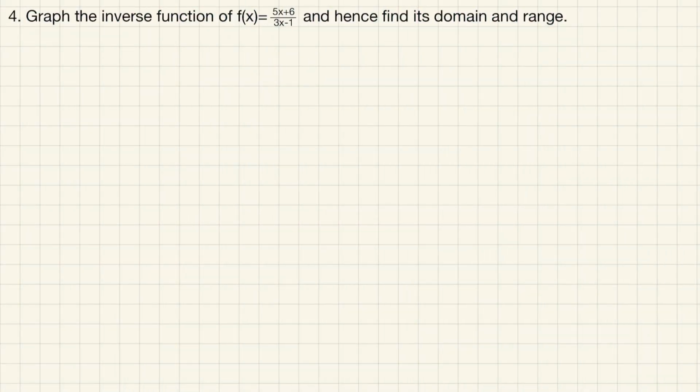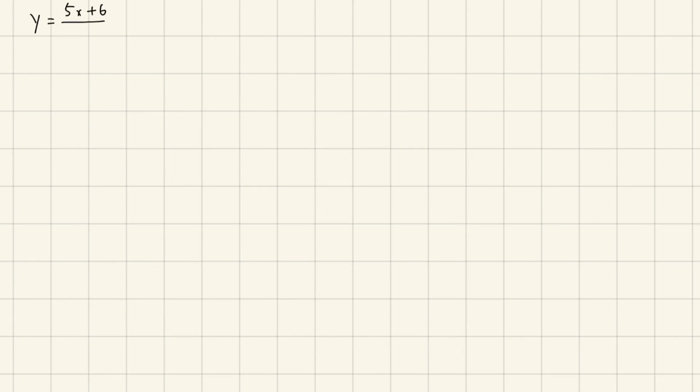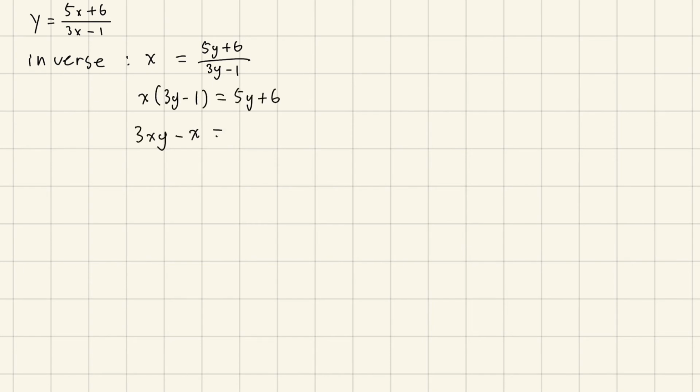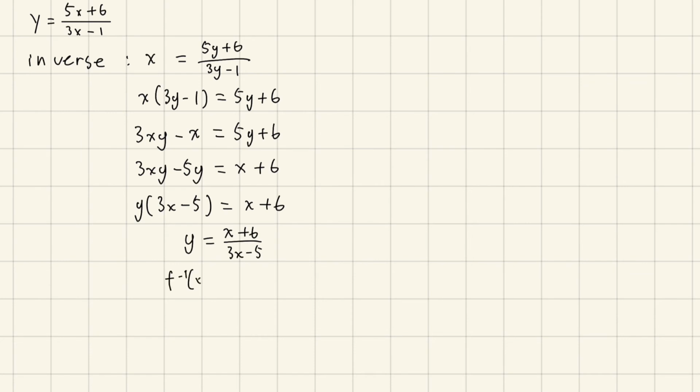Finally, question 4 asks us to find the inverse of function f and graph it. In order to find the inverse of a function, we will rewrite the function as a y equals equation and switch the x's and y's and solve. Through a process of factoring and expanding, we will be left with a new function, f inverse of x, which equals x plus 6 over 3x minus 5.